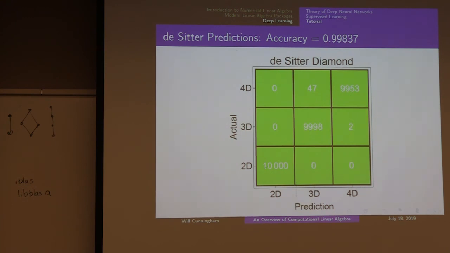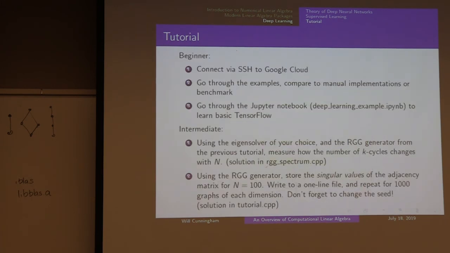Then we take a look at de Sitter. So we're using slightly different graphs now, and we see that it still works fairly well. You have a few that are wrong, but for the bulk of the time, 99.8% of the time, it's correct. And then similarly, if you use some dust space-time, then it also performs very well. So that's a simple example, and you can see in the IPython notebook what that code looks like.